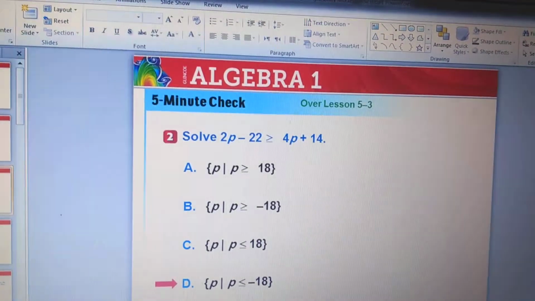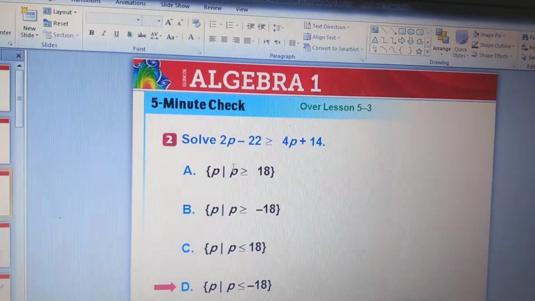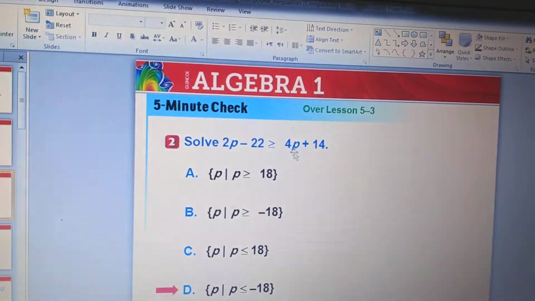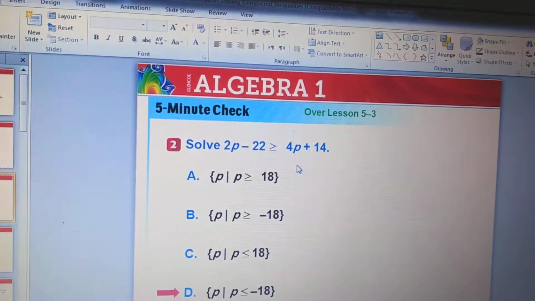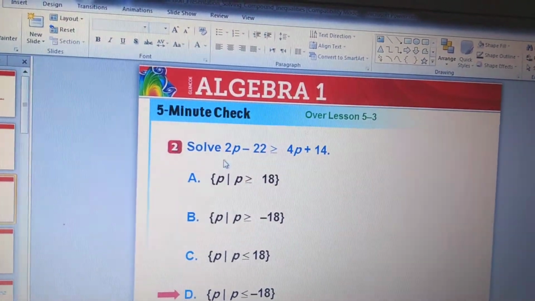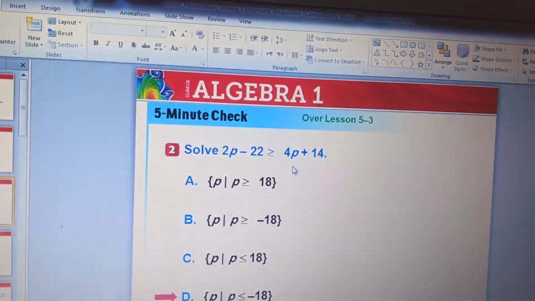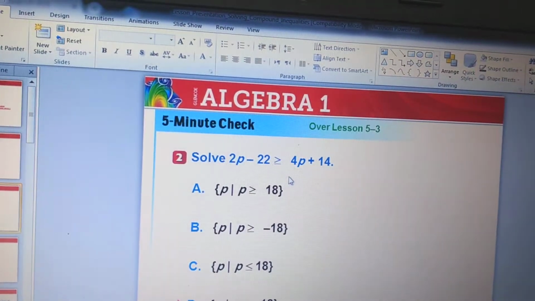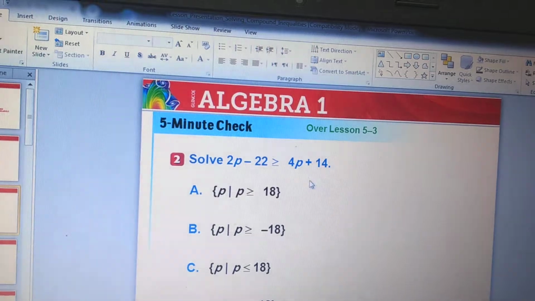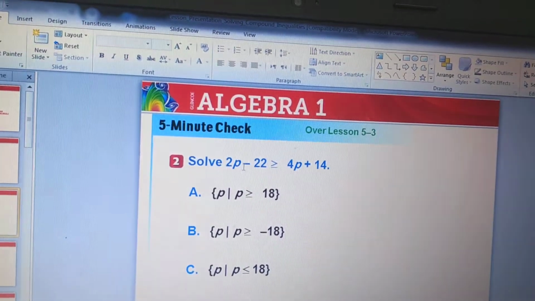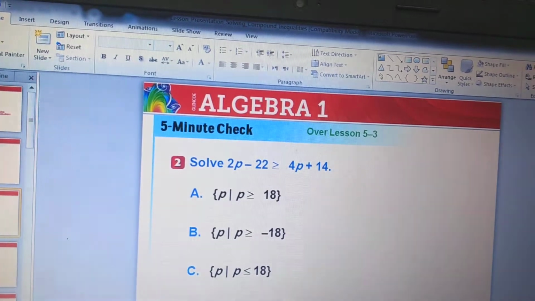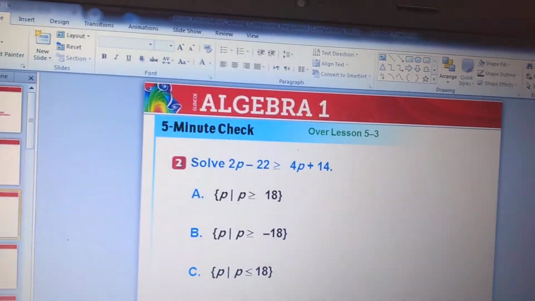Another example, the same. Here we have variables on both sides. 2p, 4p. Get rid of the smallest variable, minus 2p, minus 2p. You will get negative 22 more or equal 2p plus 14. Then minus 14 here, minus 14 here. And complete, you will get the answer, p less or equal negative 18.